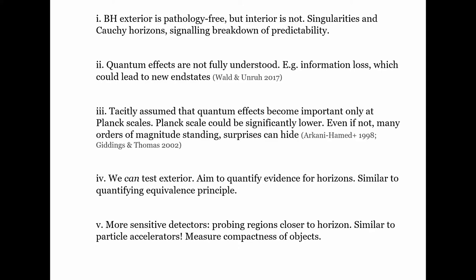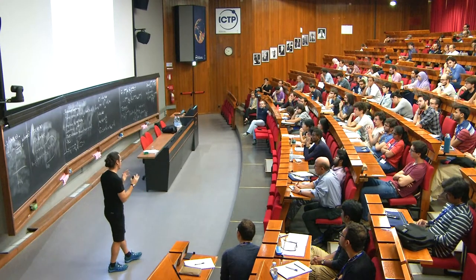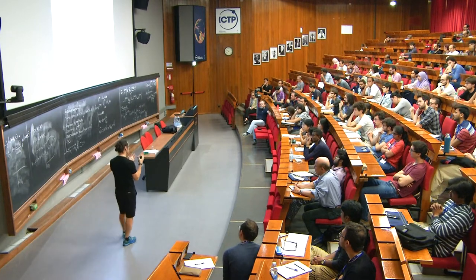How compact is the object? Where is the surface of the object? Okay? This is basically what I'm interested in. And I'm going to try to convince you now that if you find a more sensitive detector, what you're going to be doing is basically constraining the compactness of your object to be closer and closer to that of a black hole. You can never get to the horizon, to the limit.